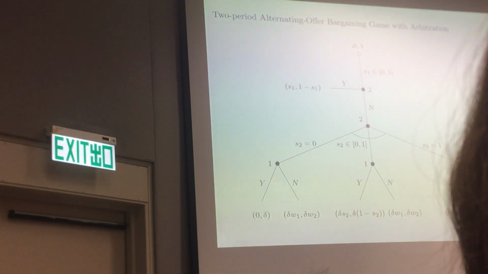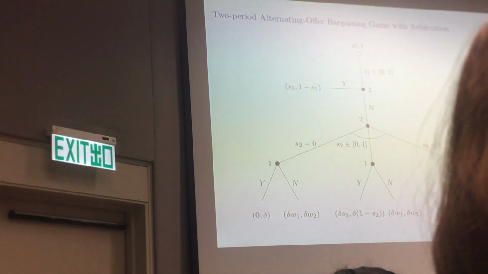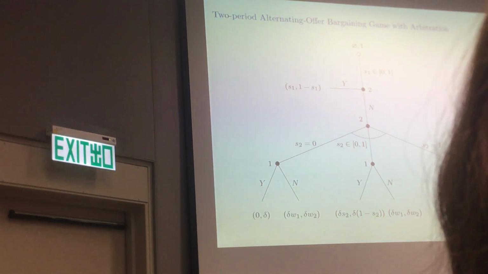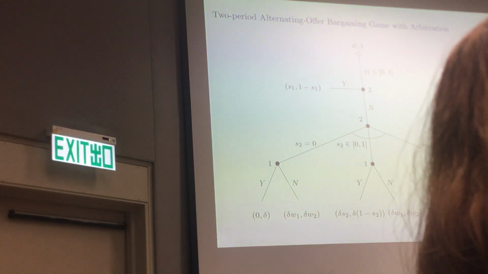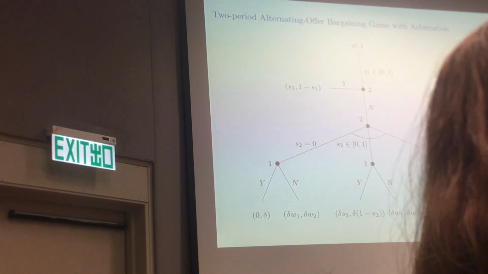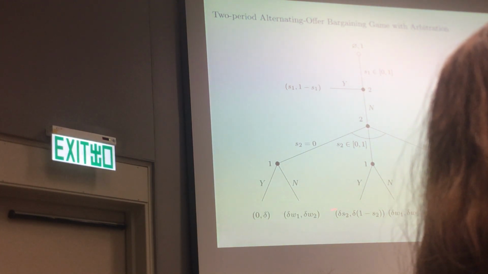However, if player 2 chooses no, then they play basically the same game, another ultimatum bargaining game, except that now player 2 makes an offer and player 1 chooses either yes or no. Okay? And there is one more difference: the payoffs are discounted if they reach an agreement in the second period.